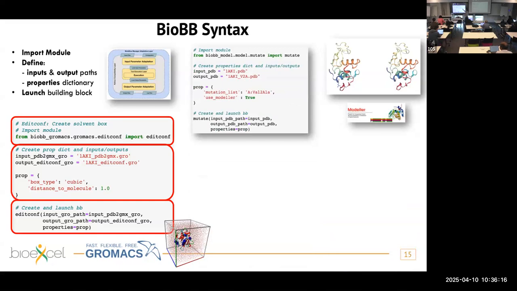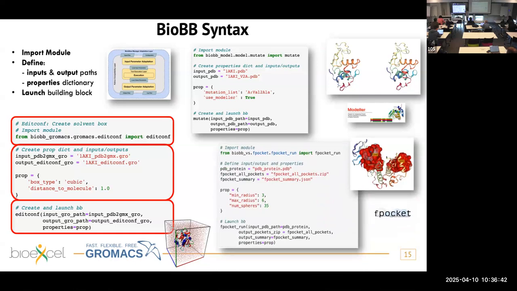This, for example, is using the syntax to model a particular mutation on a residue of the protein. We import the mutate building block, define inputs, outputs, and properties. In this case, the property is that I want to mutate a valine to an alanine, and then launch the building block with the inputs, outputs, and properties. We are wrapping a different tool, but the syntax is exactly the same. Another example: we want to find a pocket in a trajectory. So we import fpocket, define inputs, outputs, and properties, and run the building block. The idea is a uniform syntax for all the different building blocks in the library.